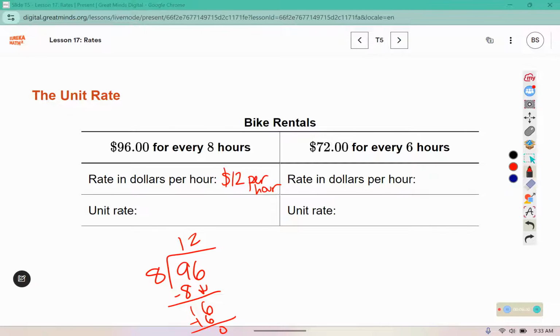But the unit rate is just the number, just 12. The rate includes the units. The unit rate is just the number.